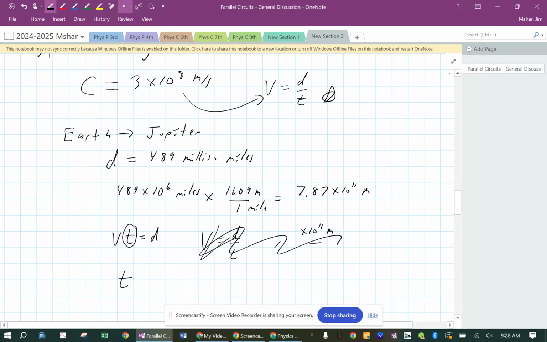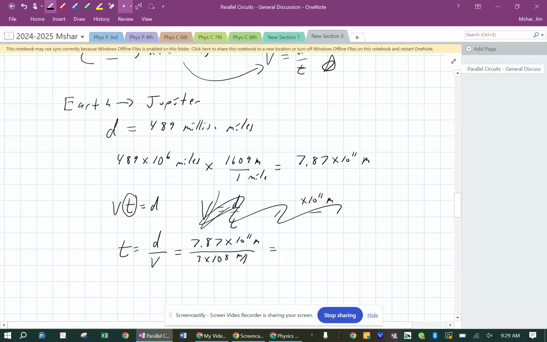So time is distance over velocity. All right, so our distance is 7.87 times 10 to the 11th meters. And our velocity is the speed of light, which is 3 times 10 to the 8th meters per second. When you divide those out, the meters will cancel, and you're going to have 1 over 1 over seconds, which is seconds. I do suggest you actually try this out in the calculator with scientific notation just to make sure you get it right. But when I do this, I get 2,623, and the units are seconds.